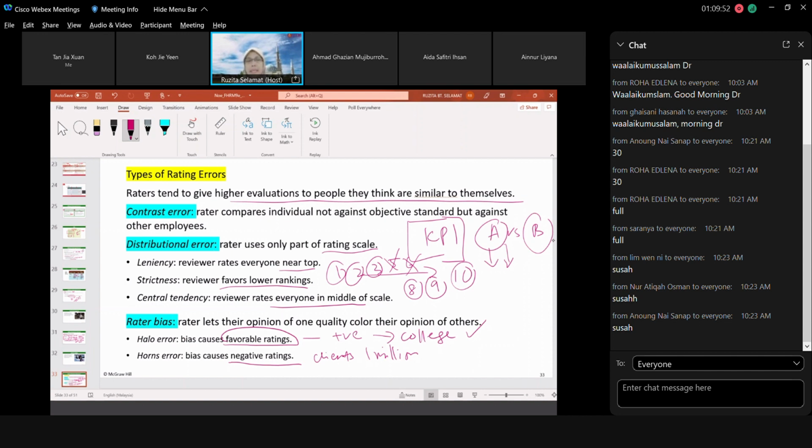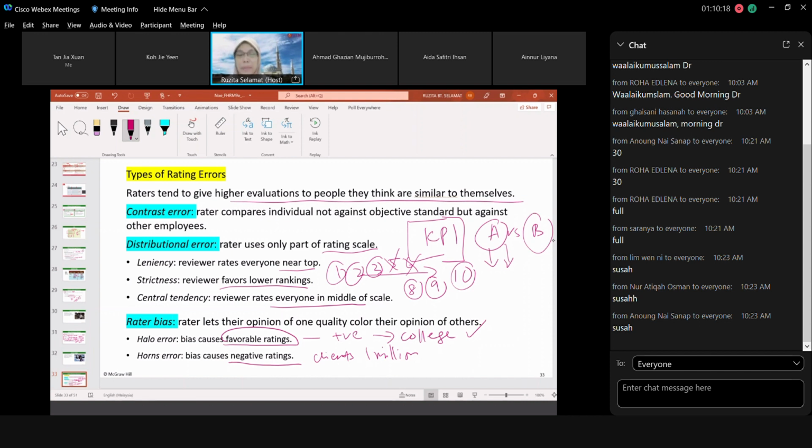Cara nak bezakan, nak ingat, yalah kalau halo, tu mesti macam something yang good kan, orang yang baik. Okay, halo, saya ingat halo, Horns, tanduk. Okay, kalau buat silap, then kena tanduk dengan bos. Alright. Okay, so that's related bias and errors. Okay, suka Atikah. Okay, ialah ikut you lah macam mana cara you nak ingat kan.